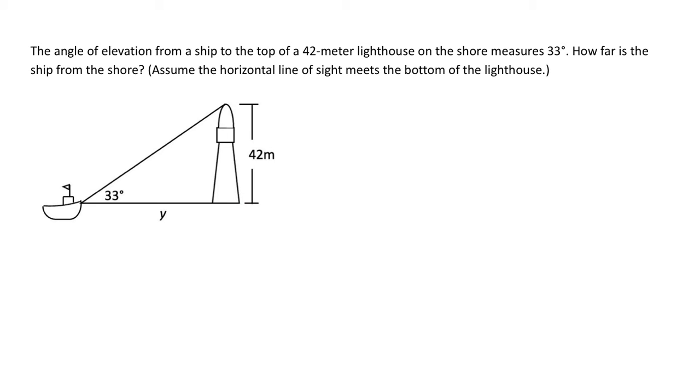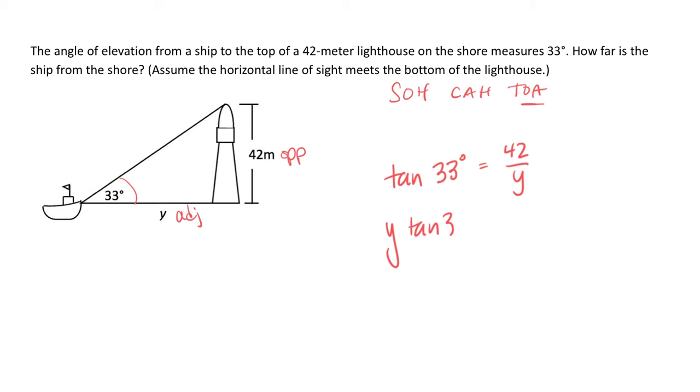So now that I've got everything set up, I'm going to look at this angle and think about this as the opposite side and this as the adjacent. As always, thinking through SOHCAHTOA, what do I need to use? I've got opposite and adjacent, so this is a tangent equation that I need. So I'm going to set this up as the tangent of 33 degrees equals 42 over y. Multiply both sides and divide by the tangent of 33.